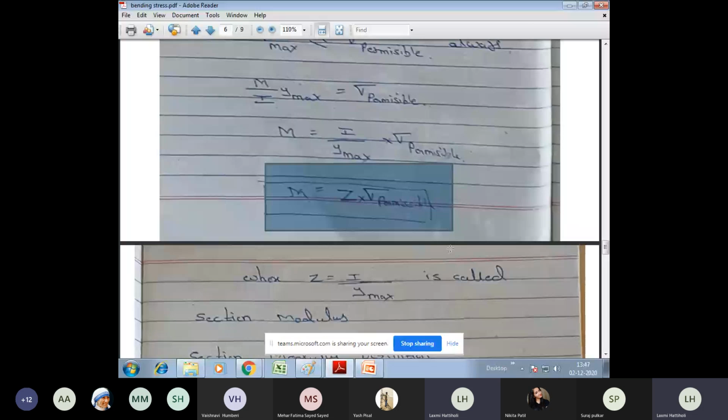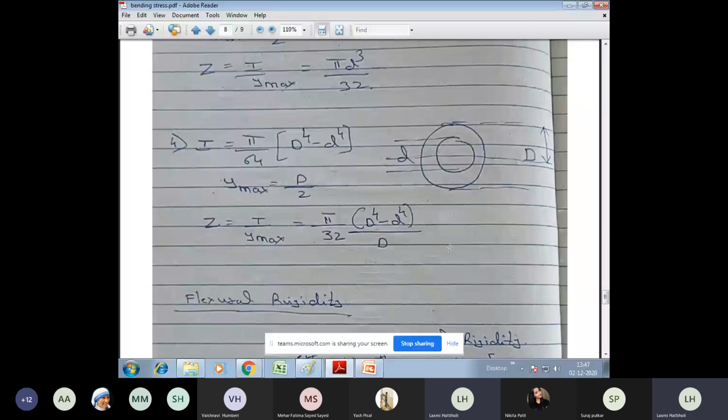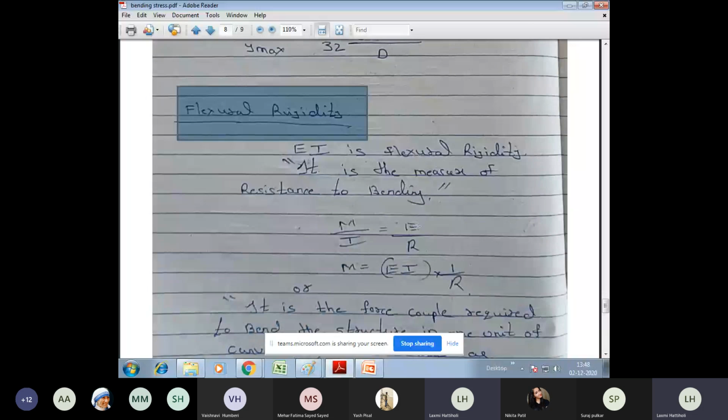Now, another important thing you need to learn is the last theoretical concept of this part. Next, I'll jump to the numerical examples. The last theoretical concept is all about flexural rigidity. What is flexural rigidity? You have come across a word known as EI. How did you come across the word EI? Let me show you that.